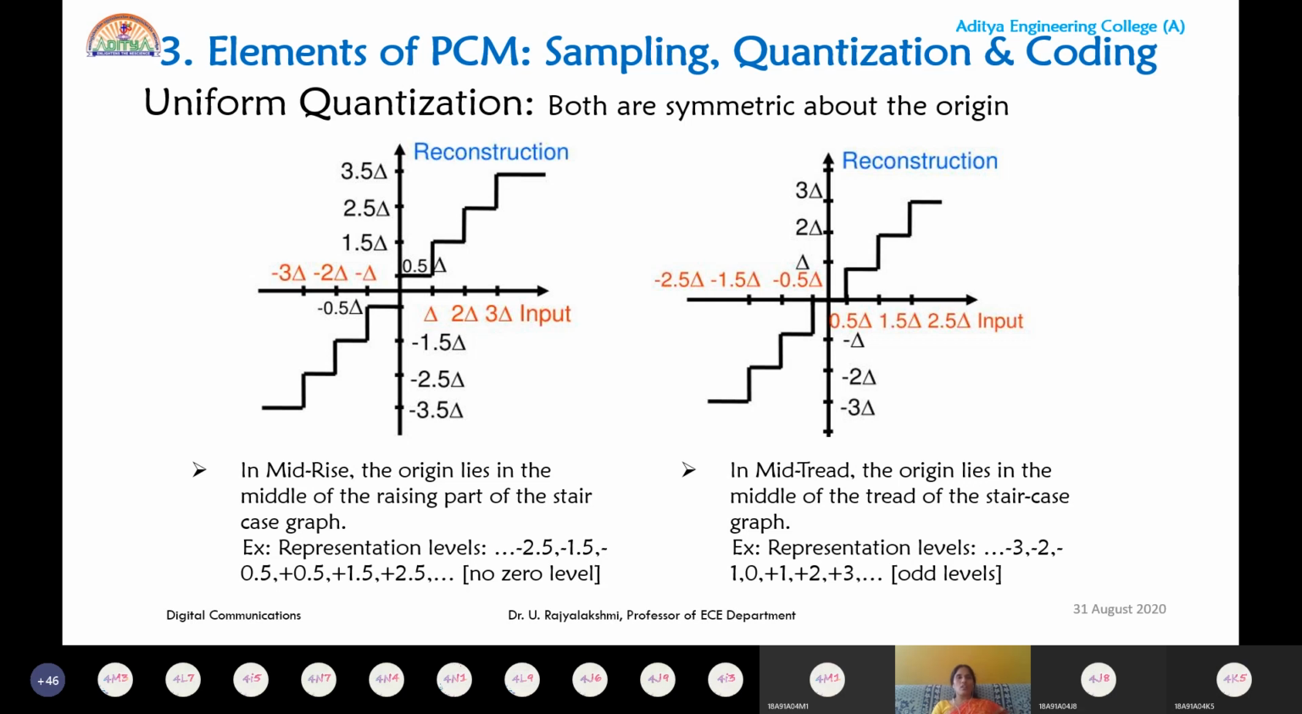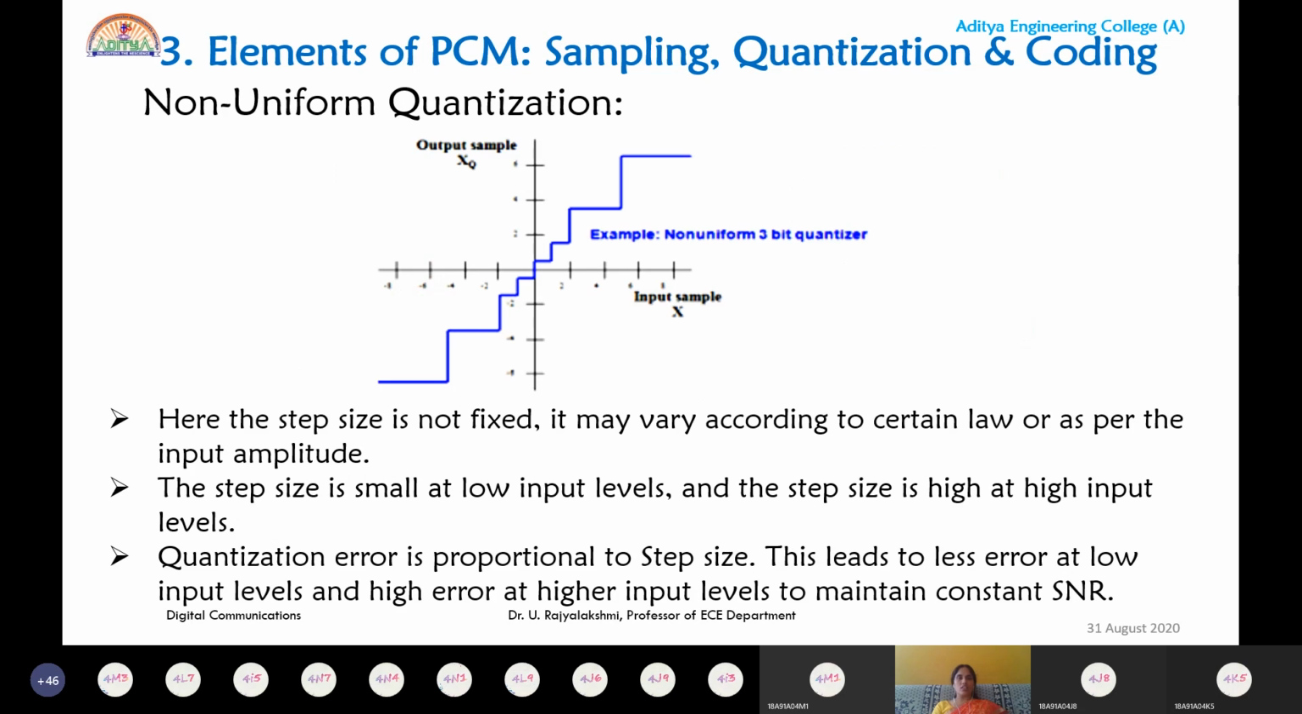Now let us move to the non-uniform quantization. In the non-uniform quantization, the step size is not fixed. Here the step size depends on the input magnitude. The main drawback of uniform quantization is that it generates uniform SNR for both low input sample levels as well as high input magnitude levels. The SNR is uniform. So how can we overcome this problem?